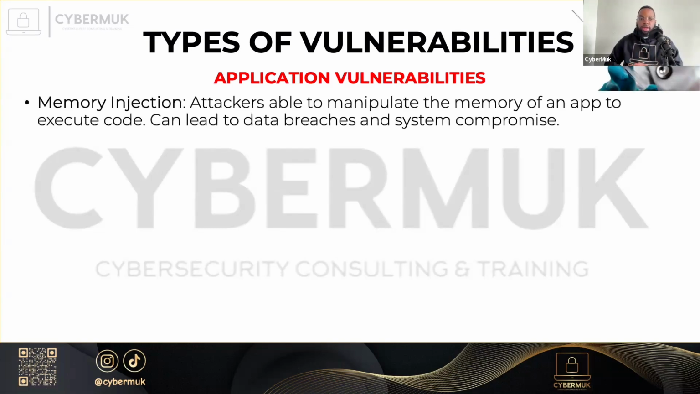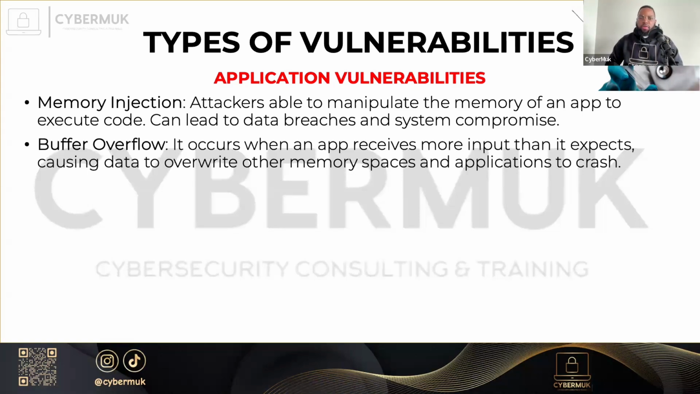Application vulnerabilities are those present in applications and that we want to reduce. First one we'll talk about is memory injection. In memory injection vulnerabilities, if an application is vulnerable to that, attackers will be able to manipulate the memory of an application and execute code. And this can lead to data breaches. This can lead to system compromise. The application can crash, and attackers can take advantage of that and do so much more. They can steal data. They can upload their own data. They can do a lot of corrupt action within the application.